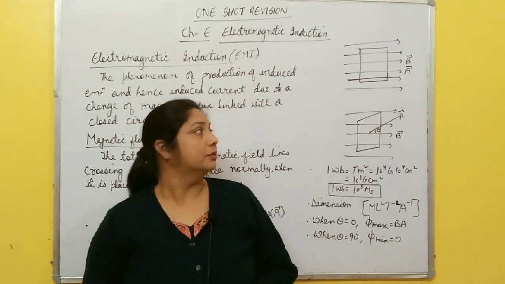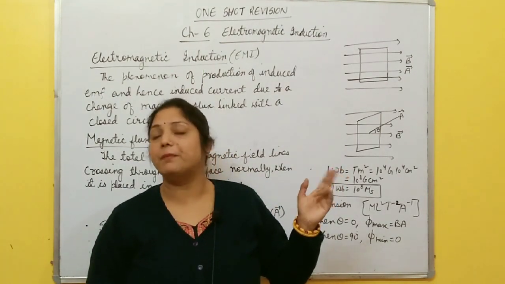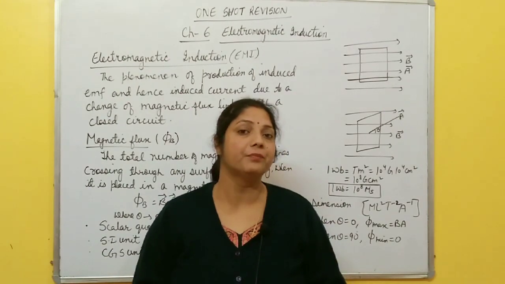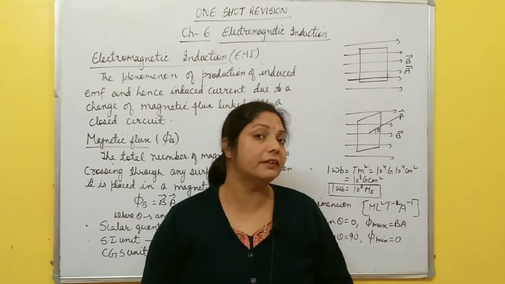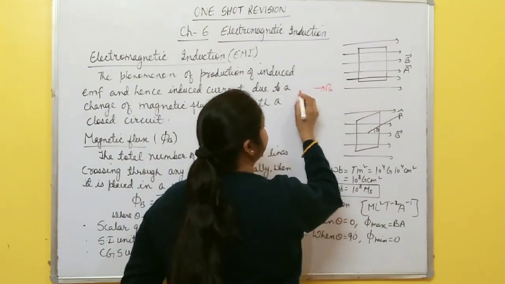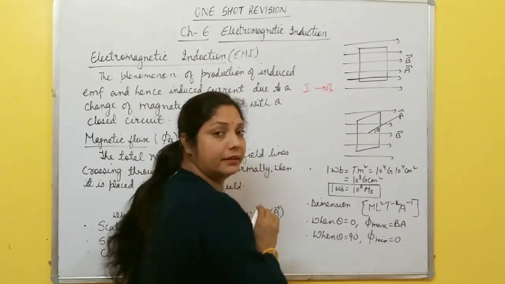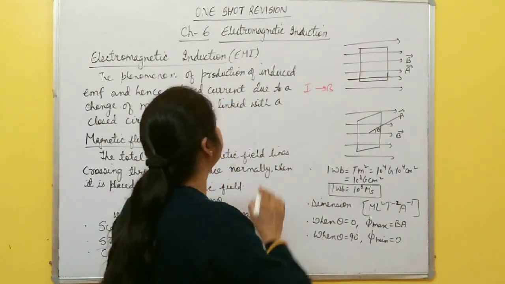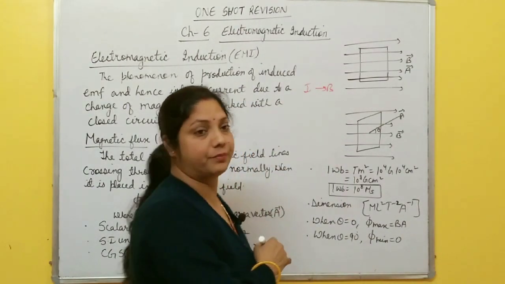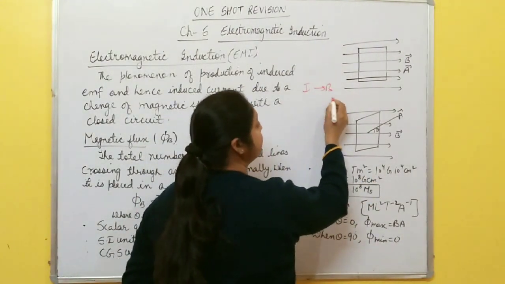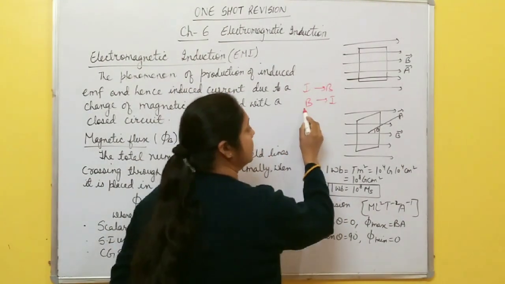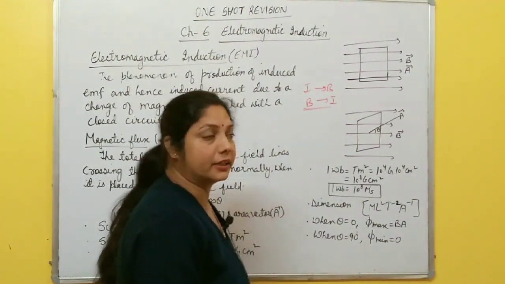So in the previous chapter we discussed the magnetic effects of electric current, right? That means how a magnetic field is produced with the help of current. Here in this chapter, electromagnetic induction, we will discuss the reverse: how current is produced with the help of a magnetic field. This is called electromagnetic induction.